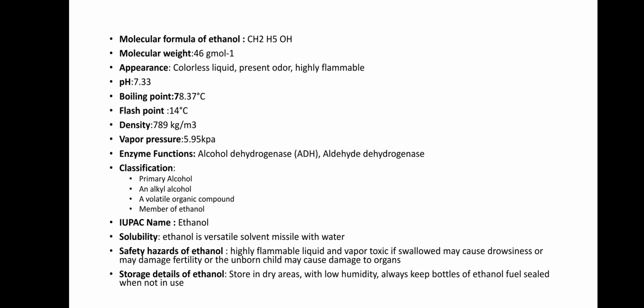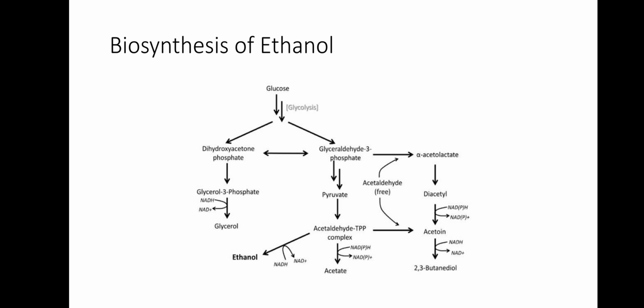The enzyme functions are alcohol dehydrogenase ADH and aldehyde dehydrogenase. Classifications of ethanol are primary alcohol, an alkyl alcohol, a volatile organic compound, and a member of ethanols. These are the 4 classifications. And the IUPAC name is ethanol. On solubility, ethanol is a versatile solvent, mixed with water. The safety hazards of ethanol: it is a highly flammable liquid and may damage fertility or the unborn child, and may cause damage to organs. The storage details of ethanol: it is stored in dry areas with low humidity. And this slide shows the biosynthesis of ethanol. That is the pathway of how ethanol is produced from glucose, with ethanol as the end product.